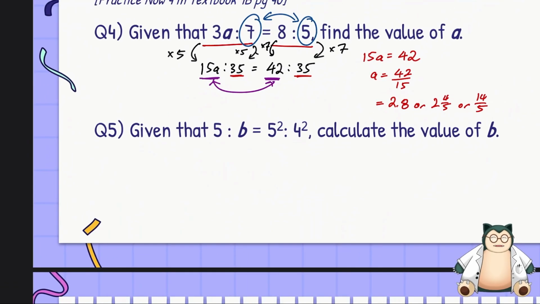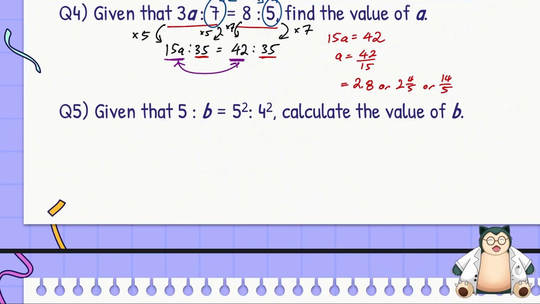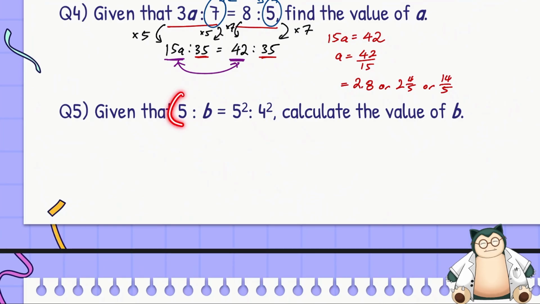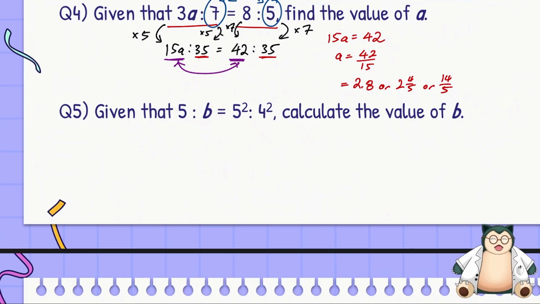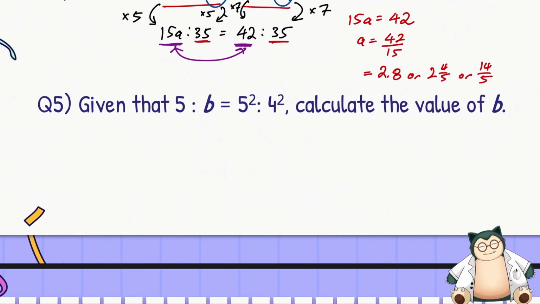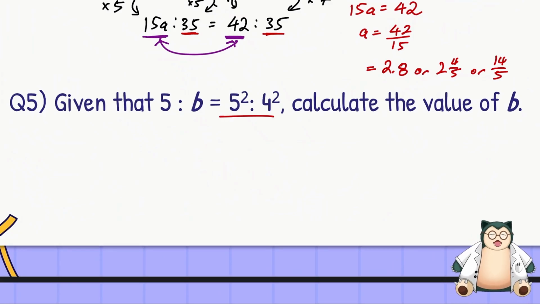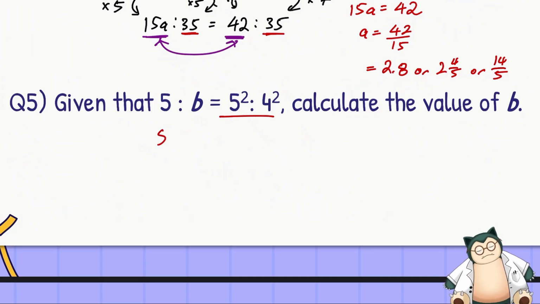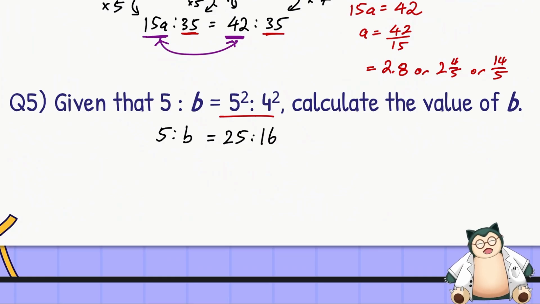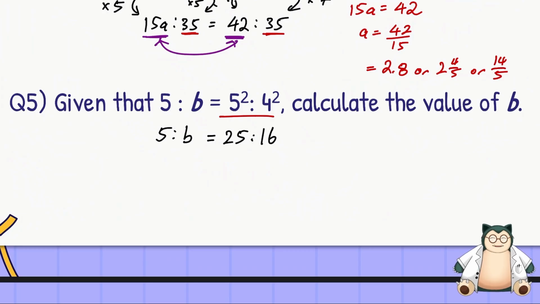Take note that when we are doing ratio manipulation, to maintain an equivalent ratio, we can only multiply or divide by the same number. If we square the entire ratio, this is no longer an equivalent ratio. So that is a common misconception that you should not do. Instead, what you should do is simplify the power. So then this will give us 5 is to b equals 25 is to 16. So we don't confuse ourselves with the power now.